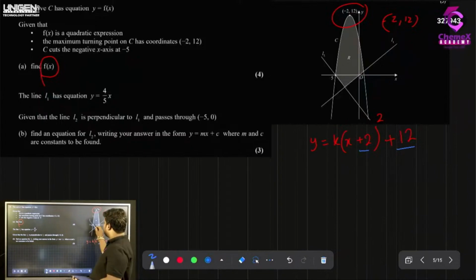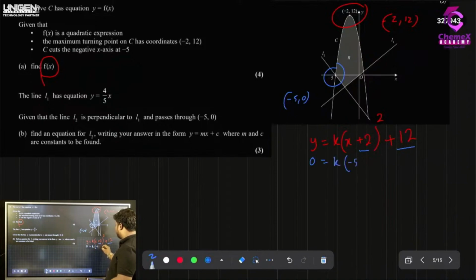Now, can you see there's 1 point given? What is that? (-5, 0). So I'm going to tally that with my equation I formed. So my y is 0, k is unknown, (-5 plus 2) squared plus 12. So what do you get?